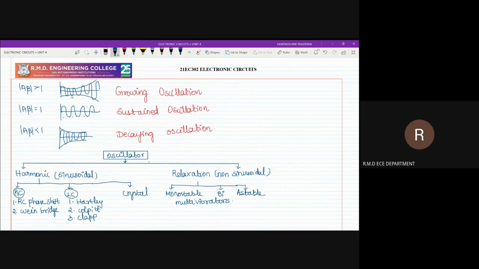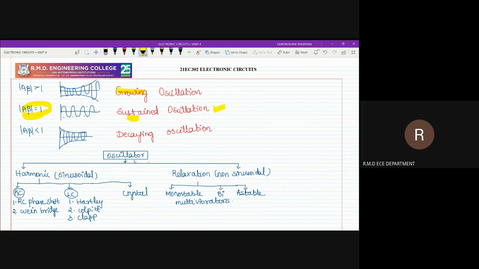Then, if the value is greater or lesser than this condition, what happens to the oscillation? If A beta is less than 1, it will be a decaying oscillation, and if A beta is greater than 1, it is called a growing oscillation. A beta equal to 1 means it is a sustained oscillation. That is the Barkhausen criteria.